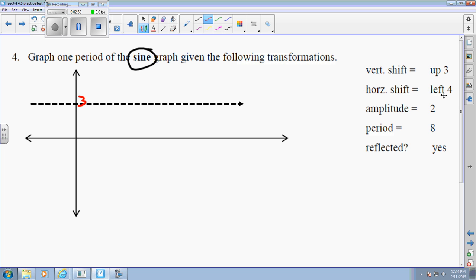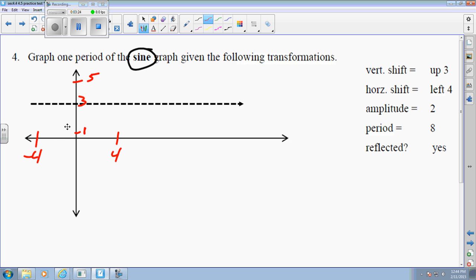And since we have a horizontal shift of left 4 with a period of 8, 8 bigger than negative 4 puts me at 4. That's a period of 8 in between there. And since we're doing the sine curve with an amplitude of 2, we'll be going up to 5 and down to 1.